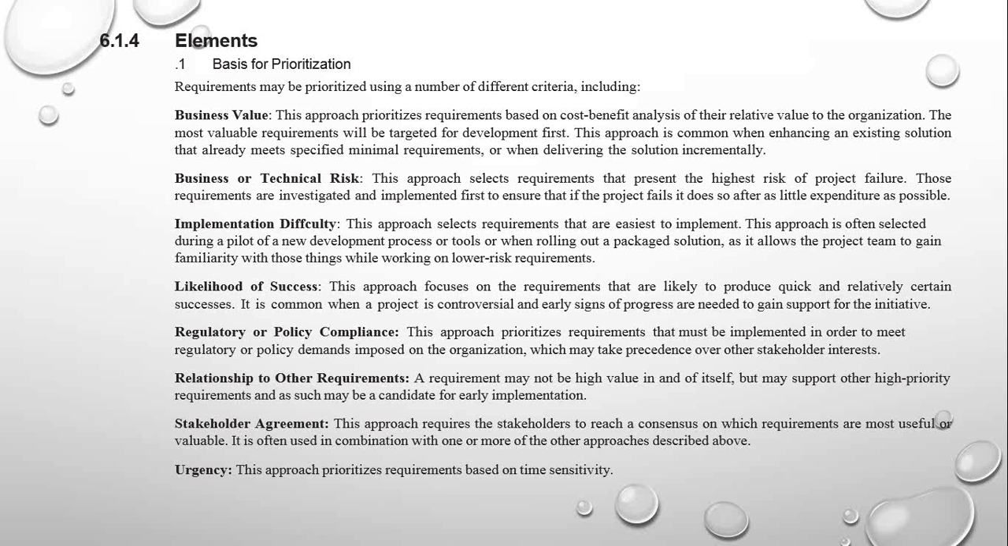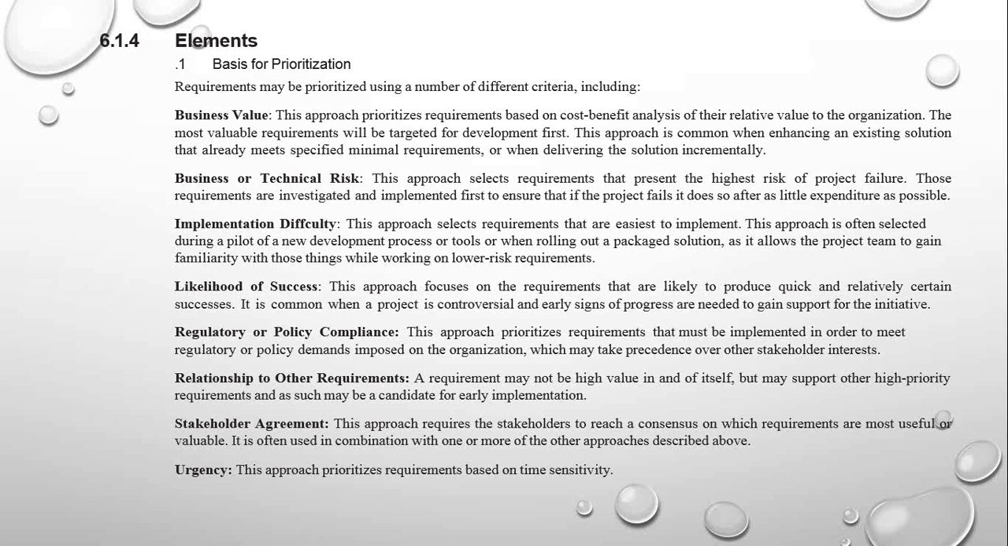So your login page takes precedence, even though it's not a very important part of the requirement of what the user is looking for, it takes precedence over the report. And that is how the relationship, a kind of dependency, works.